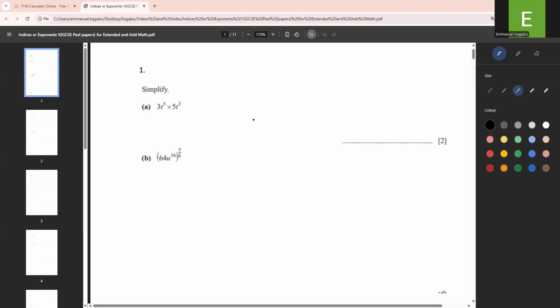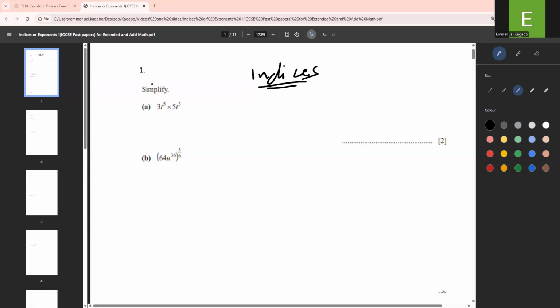Today's topic, past paper questions, is going to focus on indices, or exponents. I hope you remember the rules. Today I'm going to focus only on past paper questions, mainly IGCSE, but I'll also include a few from additional math. So if you want to master indices or exponents, this will be the right video, and I promise you you're in the right place. Here we go.